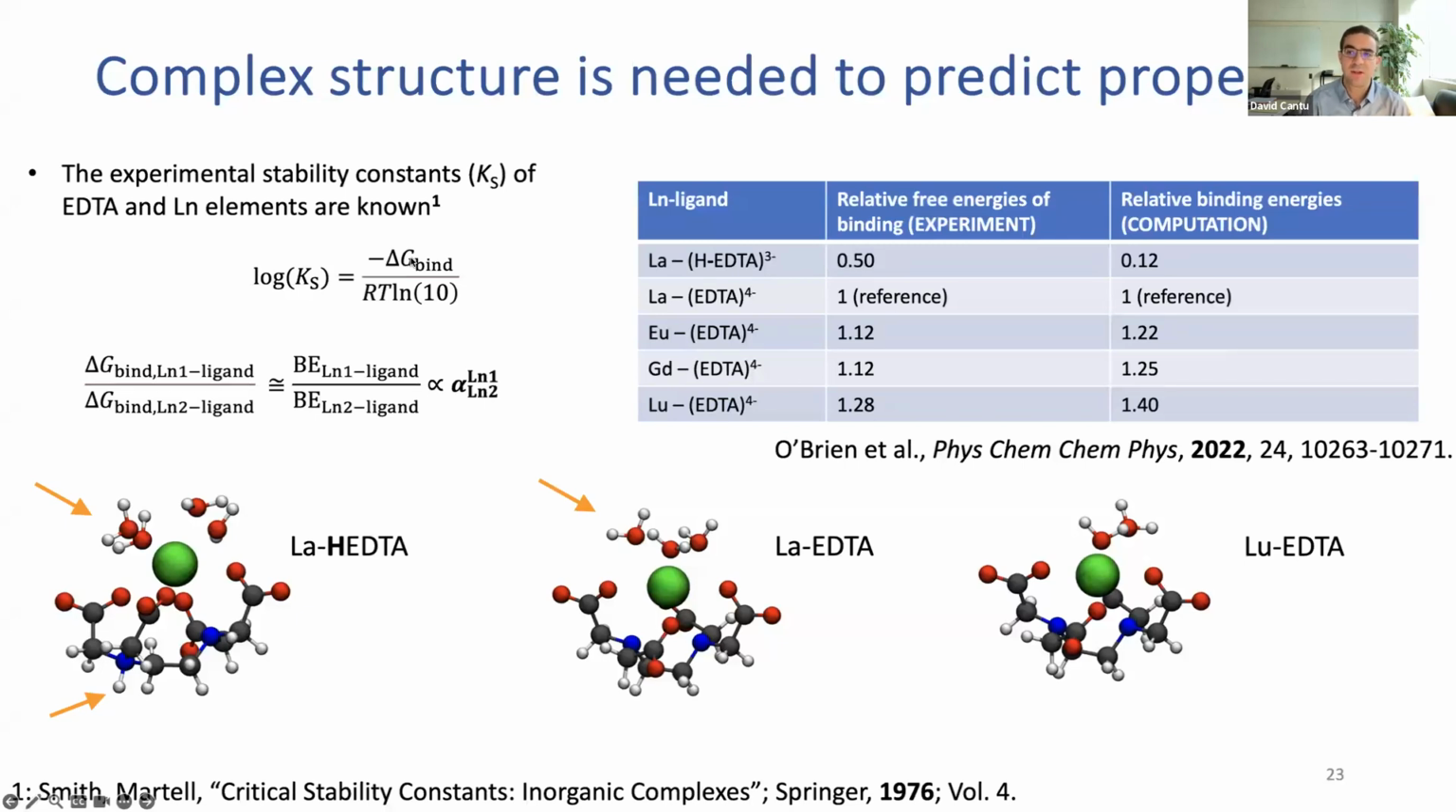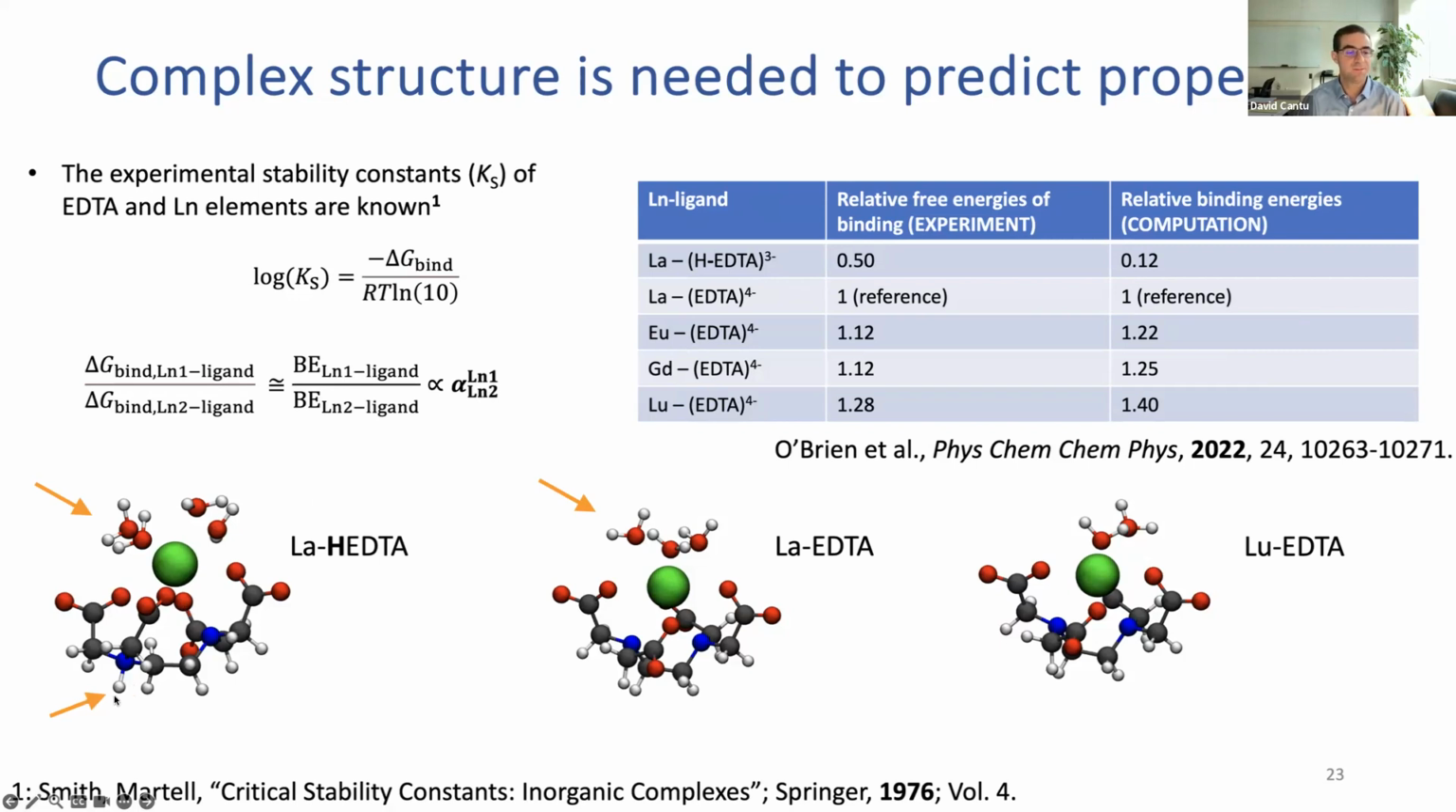And then the magnitudes of the free energies of binding are going to be very different from the magnitudes of the binding energies from computation, so we can compare the ratios. And the ratio of the binding energy, it essentially is the separation factor. And so we are replicating the trends from experiments, and for this talk, the main message is that in order to predict the properties, you need to know the structure.